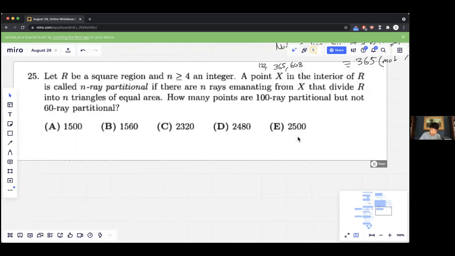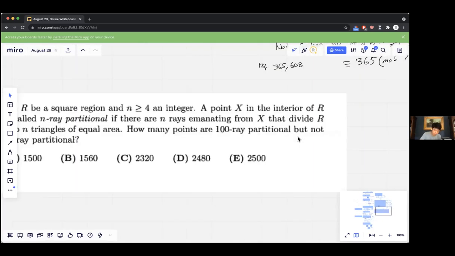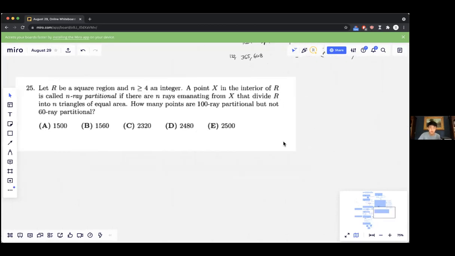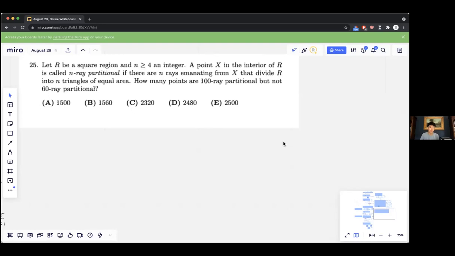So let R be a square region and n greater than or equal to 4 an integer. A point X in the interior of R is called n-ray partitional if there are n rays emanating from X that divide R into n triangles of equal area. How many points are 100 ray partitional but not 60 ray partitional?